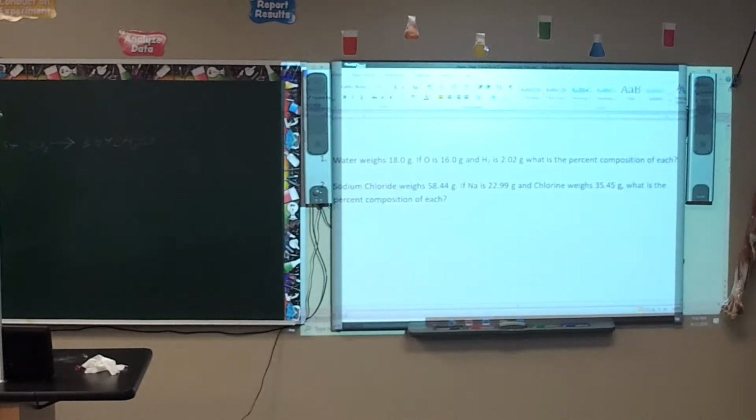Percent composition, how do I find it? You find the molar mass of the compound. Alright, well it already gives me what the mass is, so why do I need to find molar mass? Then you need to find the percent of the total contributed by each element. So you divide and then multiply by 100.